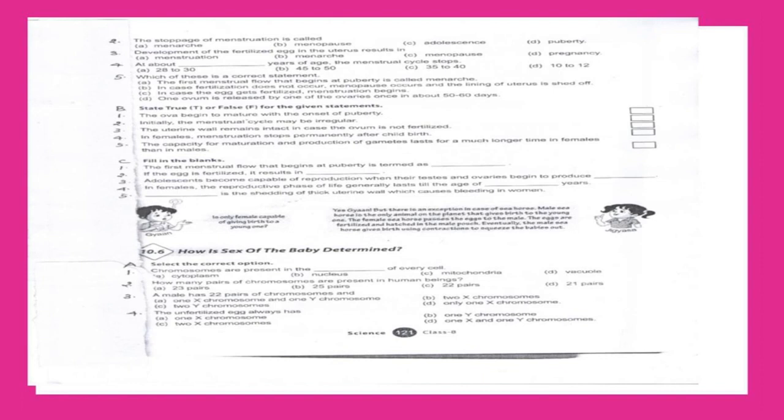So, is only female capable of giving birth to young one? Yes. But there is an exception in the case of seahorse. Male seahorse is the only animal on the planet, the earth, that gives birth to young one. The female seahorse passes the eggs to the male. Eggs are fertilized and hatched in the male pouch. Right?